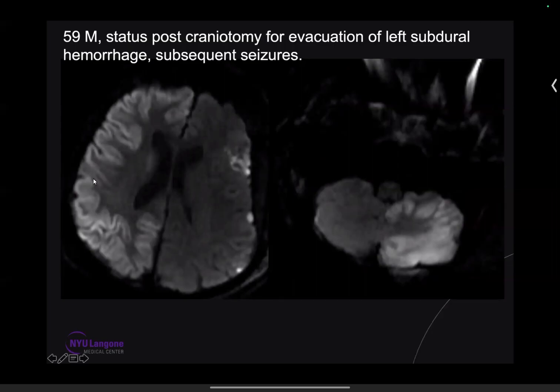This patient had a subdural hematoma, which was drained along the right cerebral hemisphere and left side, and he developed seizures. And the seizures were somehow localized to the right cerebral hemisphere. These are diffusion-weighted images. You can see the seizure-induced changes. This was not acute stroke. These changes reversed over time, and these were acute changes at the time the patient was having a seizure.